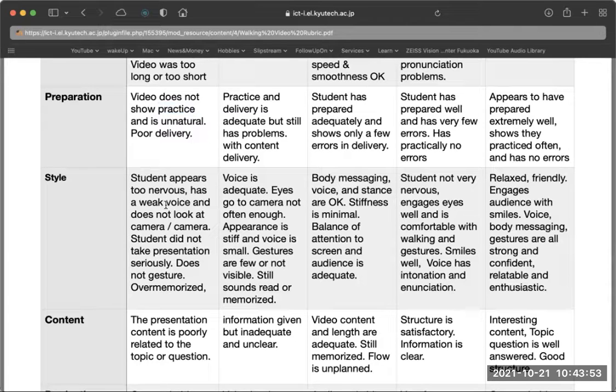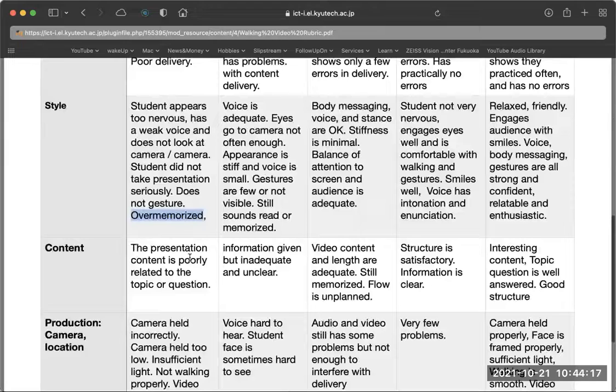Style. This is more about style than it is about English. You can have a perfectly great English speech with perfect grammar and no mistakes in pronunciation. But if you're nervous, if you have a weak voice, if you don't look at the camera, here's another one. If you don't gesture, or again, if you over memorize, you're going to get poor points. But if you're friendly, if you're relaxed, if you smile, if you're strong and confident, those are all of the things that make for really good style.